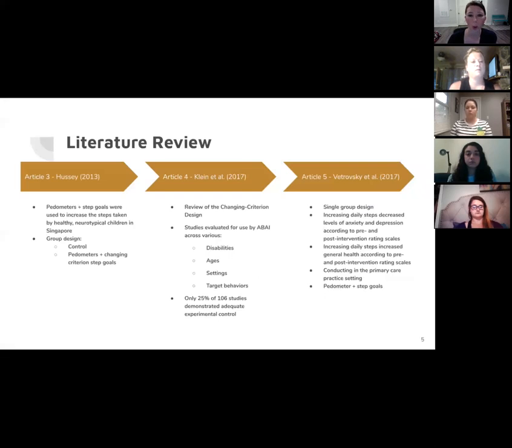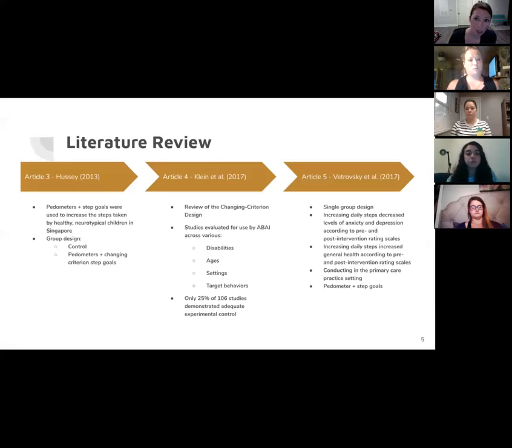The third article we reviewed was a commentary by Husey on a study conducted by Finkelstein. The study concluded that the use of self-monitoring with pedometers, coupled with a constant criterion goal and incentives, was an effective treatment package for increasing daily steps in 251 children aged 6 to 12 years old. The study was conducted in Singapore.